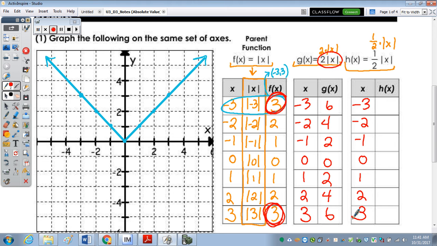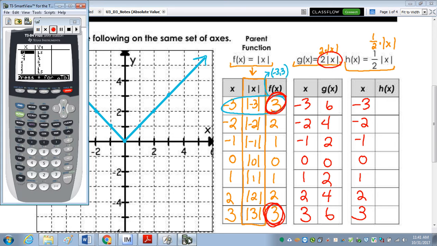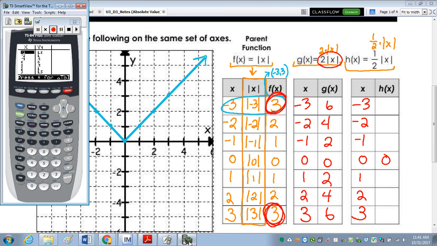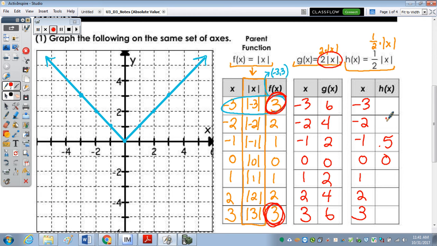-3, -2, -1, 0, 1, 2, 3. Now it's centered right at the origin again because it's 0, 0. And then going back to the calculator, the y values are 0.5, 1, 1.5.